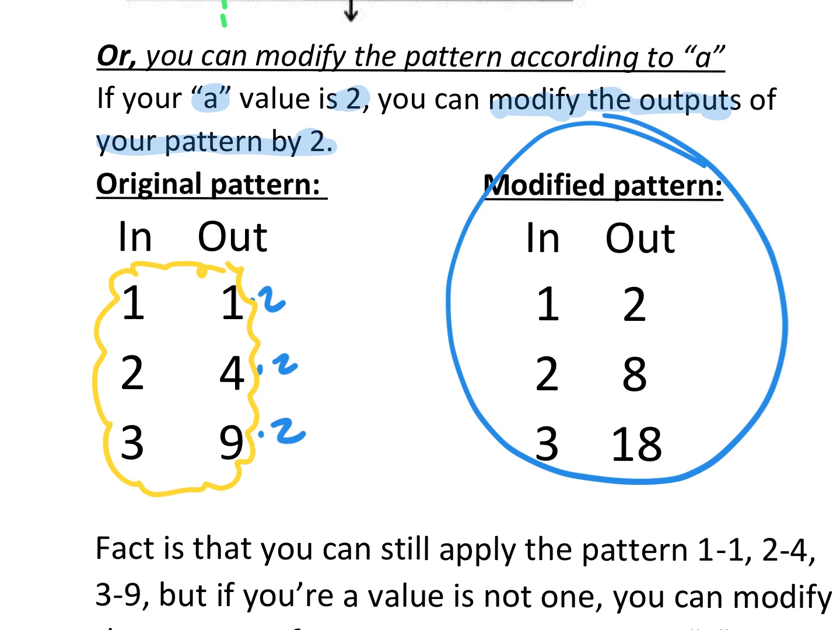Let's say your new a value is 1/2. So you'd be multiplying everything by half. You would end up with 1, 1/2. You'd end up with 2, 2, because 4 times half is 2. 3, 4.5, because 9 times half is 4.5. So whatever your new a value is, you have to modify the outputs by that new a value. If you got that down, you'll be able to graph any parabola.